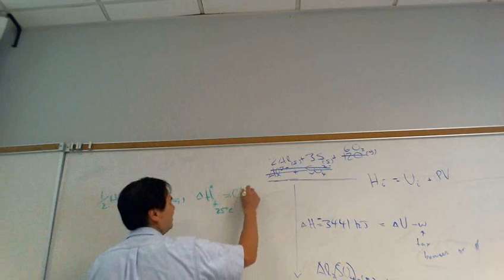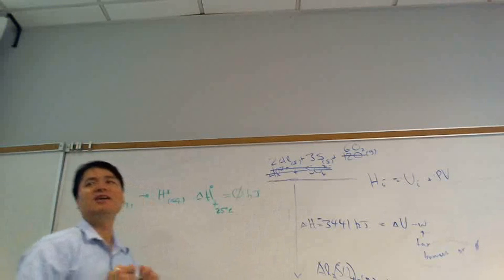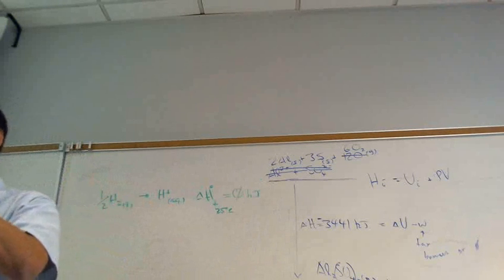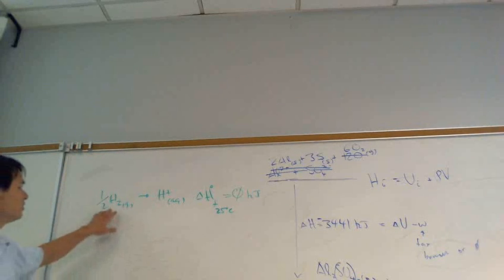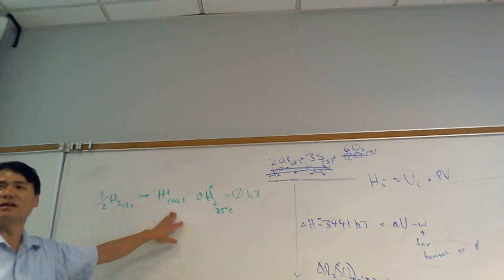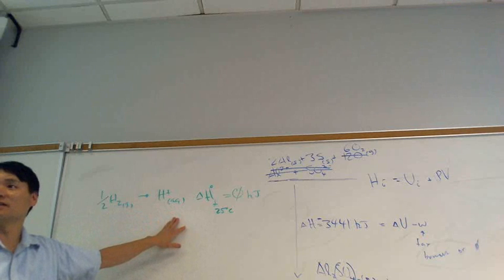What is the delta H for this? 0. That means they must be equally as stable. I mean, there's no energy change. What do you think? Is there no energy change to convert hydrogen gas into H plus? You know, take away the electron?